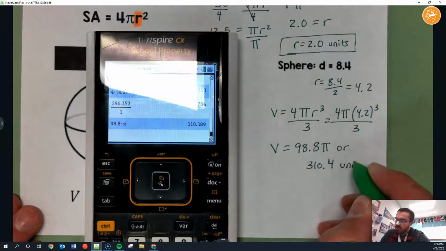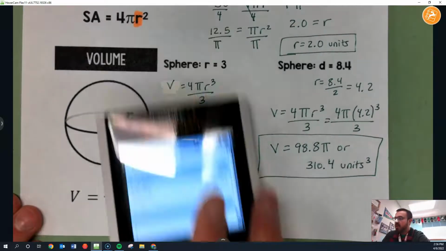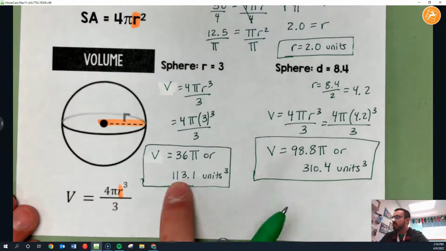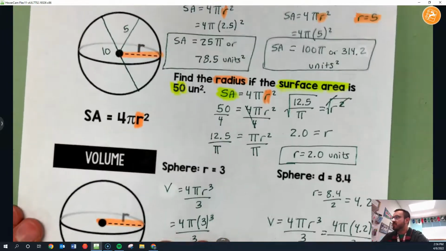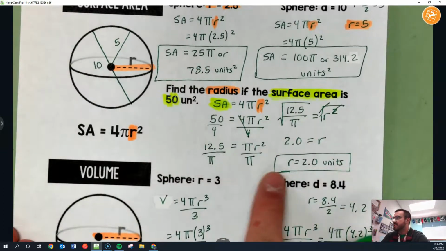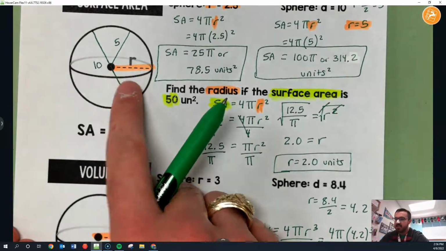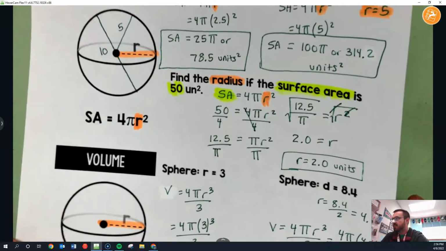Let's say units cubed. Now notice my volume units are cubed because it's volume, and then my surface area is squared. Notice this was not squared because it's simply a radius. Okay, radius is just a line. It's just a unit of measurement.